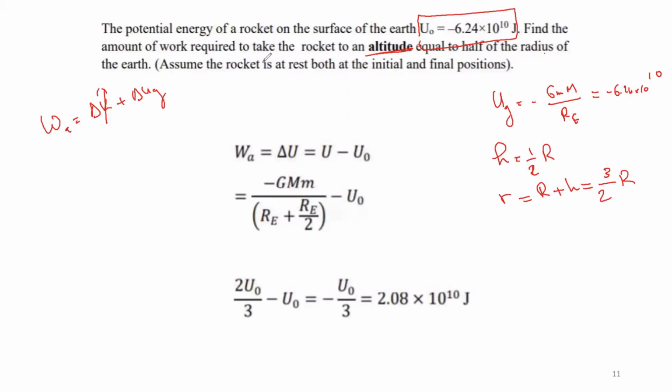Here delta K is 0 because I said to assume the rocket is at rest, both in the final and initial position. So delta K is equal to 0. So work applied is just delta UG.